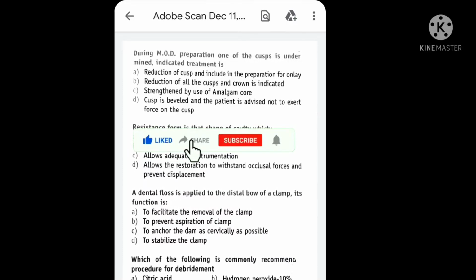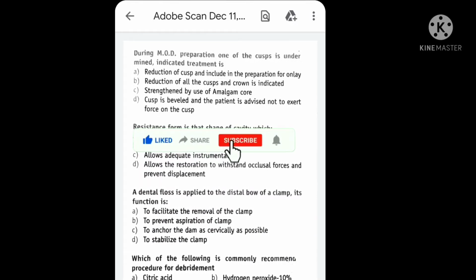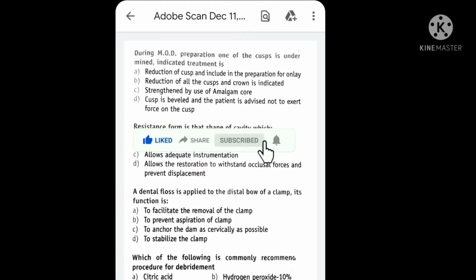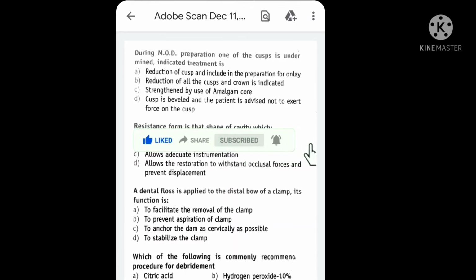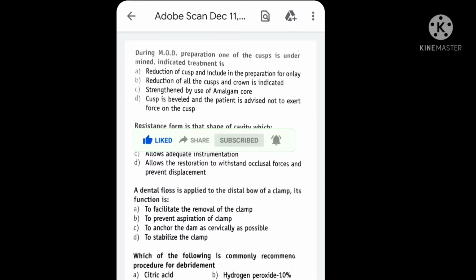Friends, today we are going to discuss another set of revision questions from the topic Principle of Cavity Preparations. And let us begin, friends.